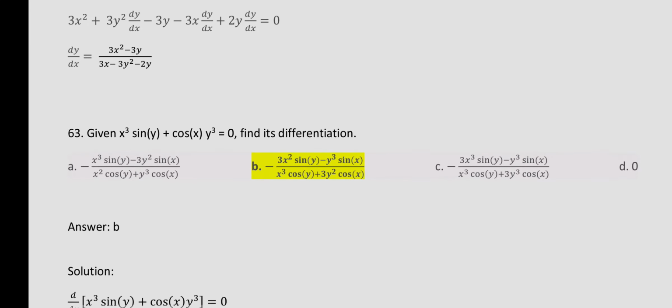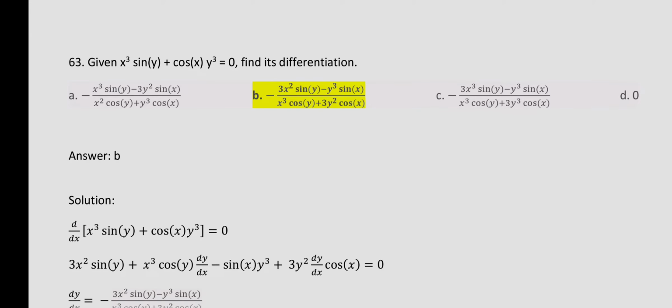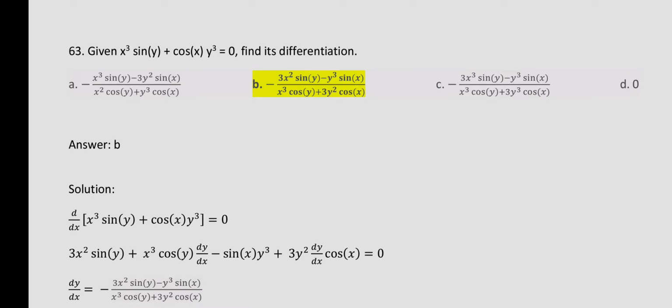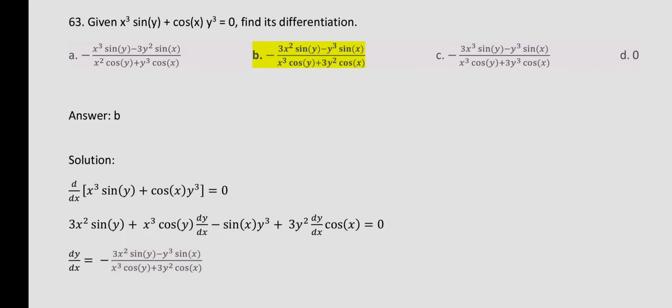Okay, dako tayo sa problem number 63. Given x cubed sin y plus cosine x, y cubed is equal 0, find its differentiation. So, sagot daw dito, pag nakita mo tong problem to sa board exam, sagot dito ay negative 3x squared sin y minus y cubed sin x over x cubed cosine y plus 3y squared cosine x.